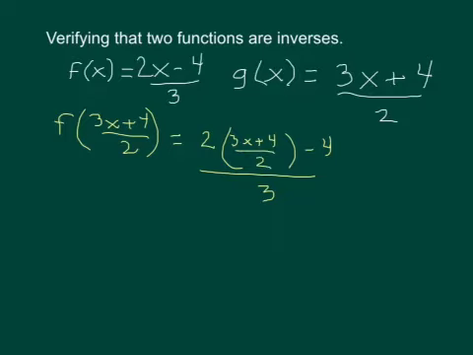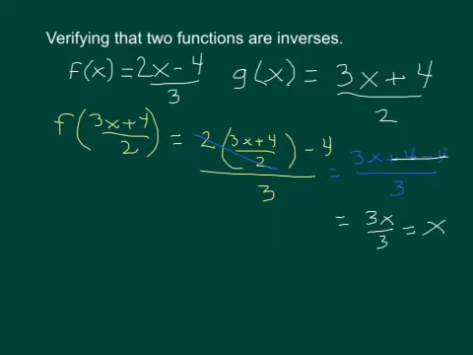So our next step is we're going to start simplifying. Our 2's are going to cancel. We'd be left with 3x plus 4 minus 4 all over 3. But 3x plus 4 and minus 4, those two sum to 0, and we're left with 3x over 3, or x. If that had been anything but x, we'd say these are not inverses.